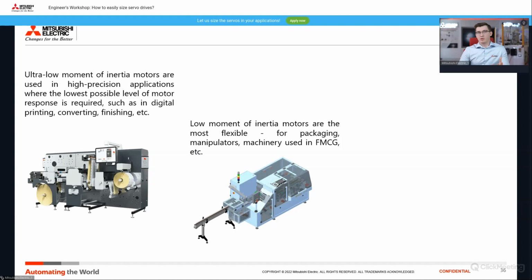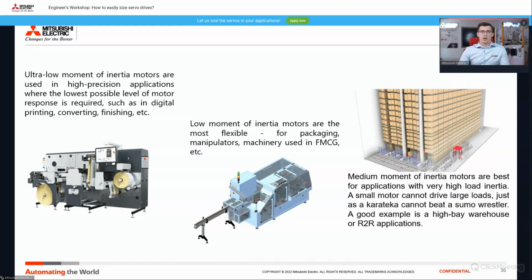And of course, let's say, for example, machinery used in FMCG, etc. Because there are a lot of examples you can think about yourself, like labeling and so on and so on. In most cases, we are using the low inertia motors for standard application. And then the medium inertia motors for applications where you have a very big load. So high by-wire holes, for example, roll-to-roll applications, and also more standard application, but with a lot bigger load because they have bigger torque and bigger inertia of the motor shaft.